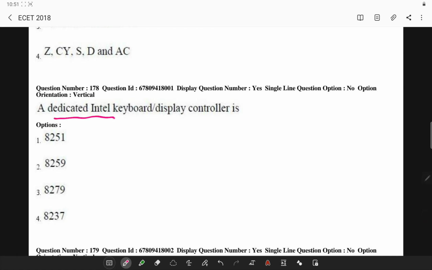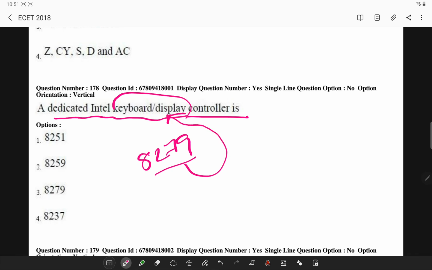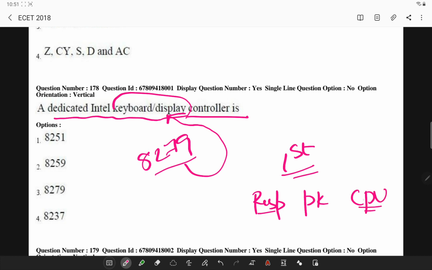So a dedicated Intel keyboard display controller is which IC? Remember, 8279 is a dedicated keyboard display controller designed by Intel, and it first scans the keyboard and identifies any key which is pressed. So it sends a relative response to the pressed key to the CPU. Okay, so 8279 is your answer.